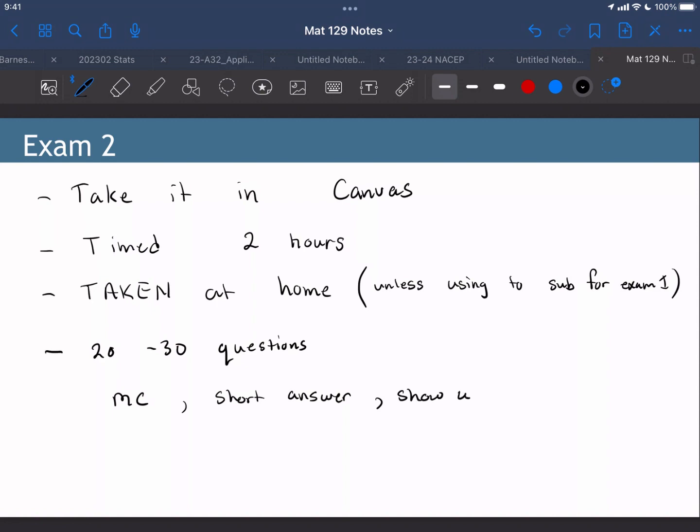So the way that'll work is it'll say on the exam, show your work for this question, and then you do it on paper, and then within a half an hour of completing the exam, you need to have scanned that work and submitted that work in Canvas. And all the directions for that are in the module, so make sure you check that out.